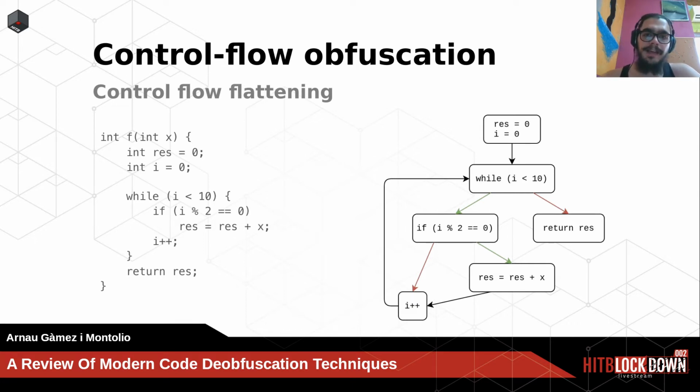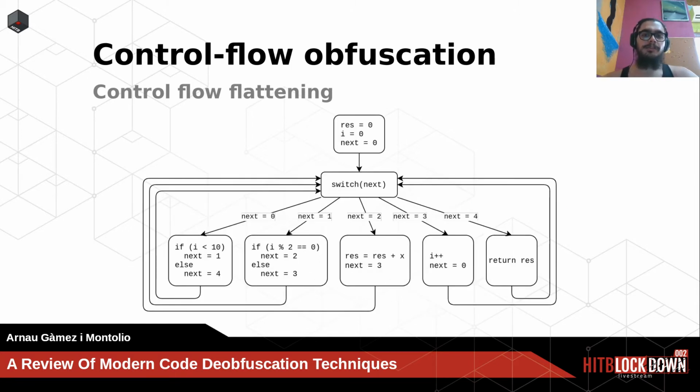So if we flatten this control flow, we will get something like this, in which we introduce a new variable, in this case next, that will be used for the switch, and each case of the switch will take us to a different place in the code. Every time we go to one of the nodes that represent one case of the switch, we get back to the switch and go to the next one, depending on the result put in the next variable in each of these.